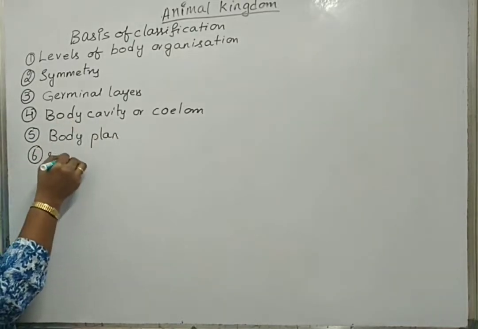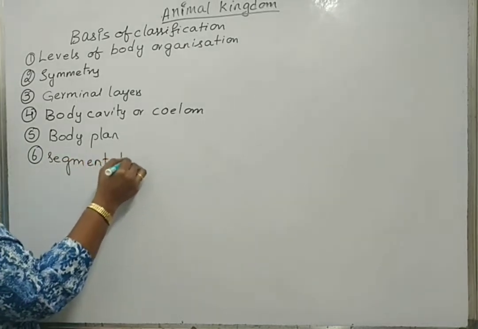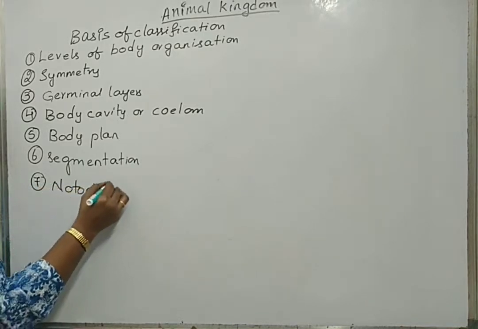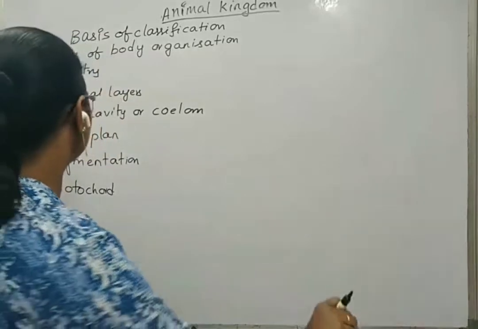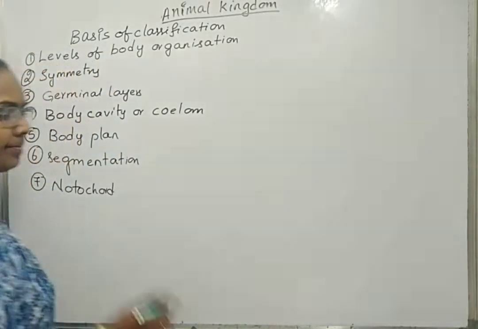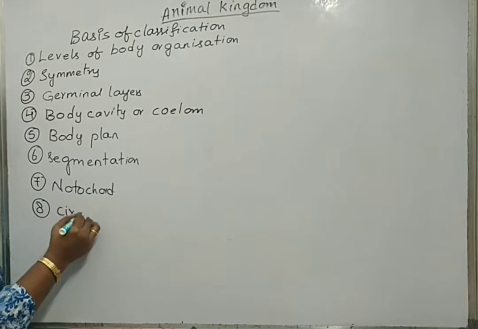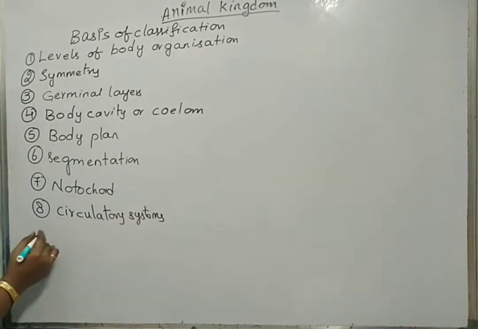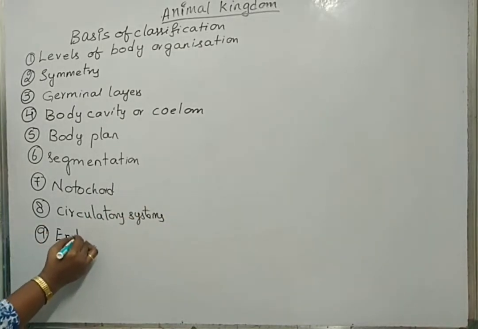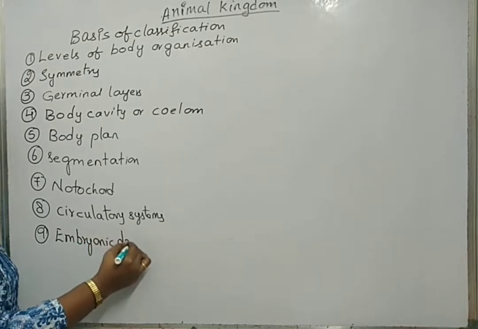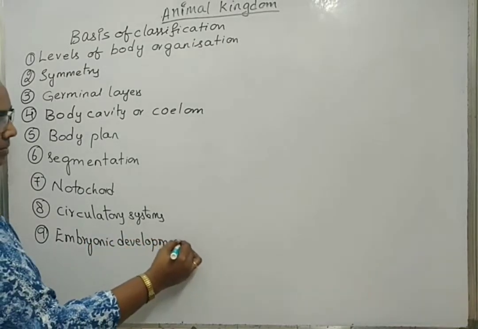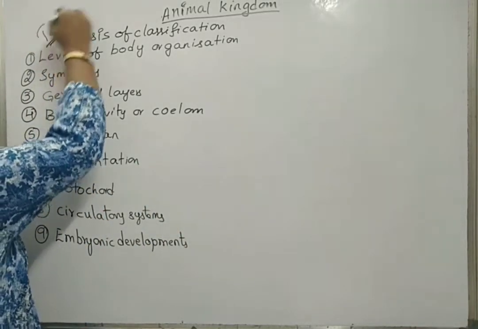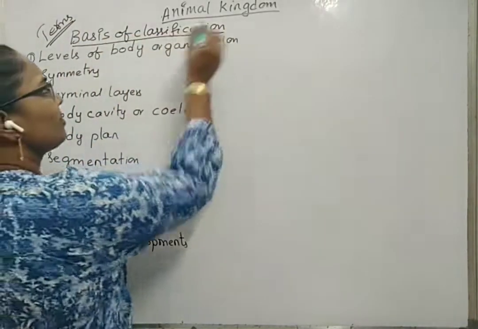Next is segmentation. Next is notochord. Next, circulatory systems. Next, embryonic development. So these are the different types of terms that we study for the basis of classification.